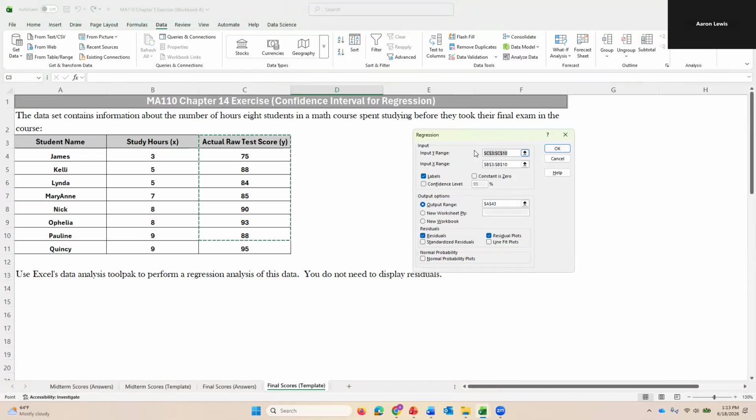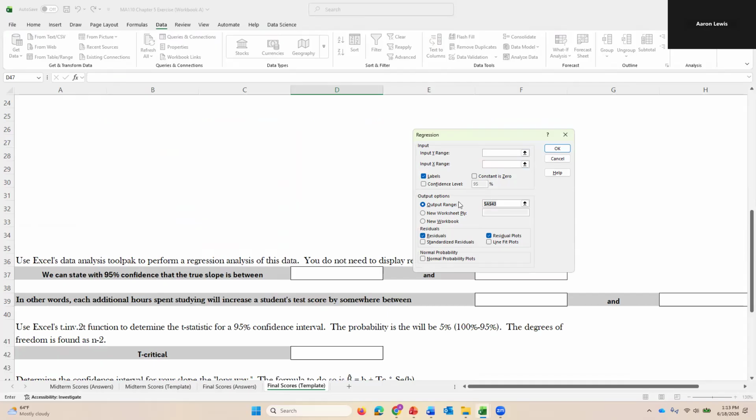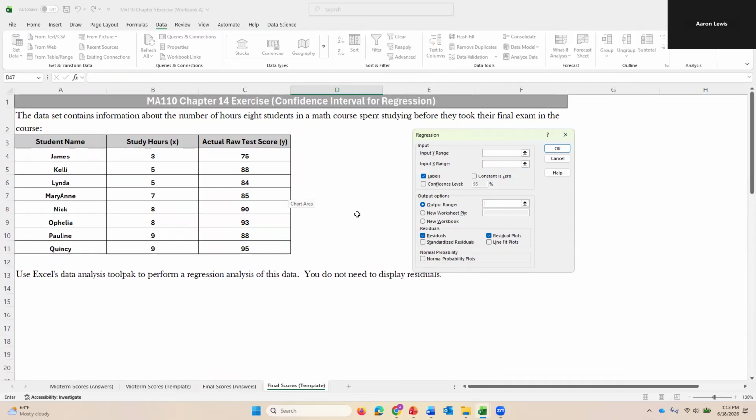And here, let me go and clear these out. Again, you have to unfortunately clear these things out and change your settings every single time you use this because by default it always holds on to the last thing that you had. Down here says we do not need to display residuals. Let me make sure those are off as well. Okay, now we're all set up.